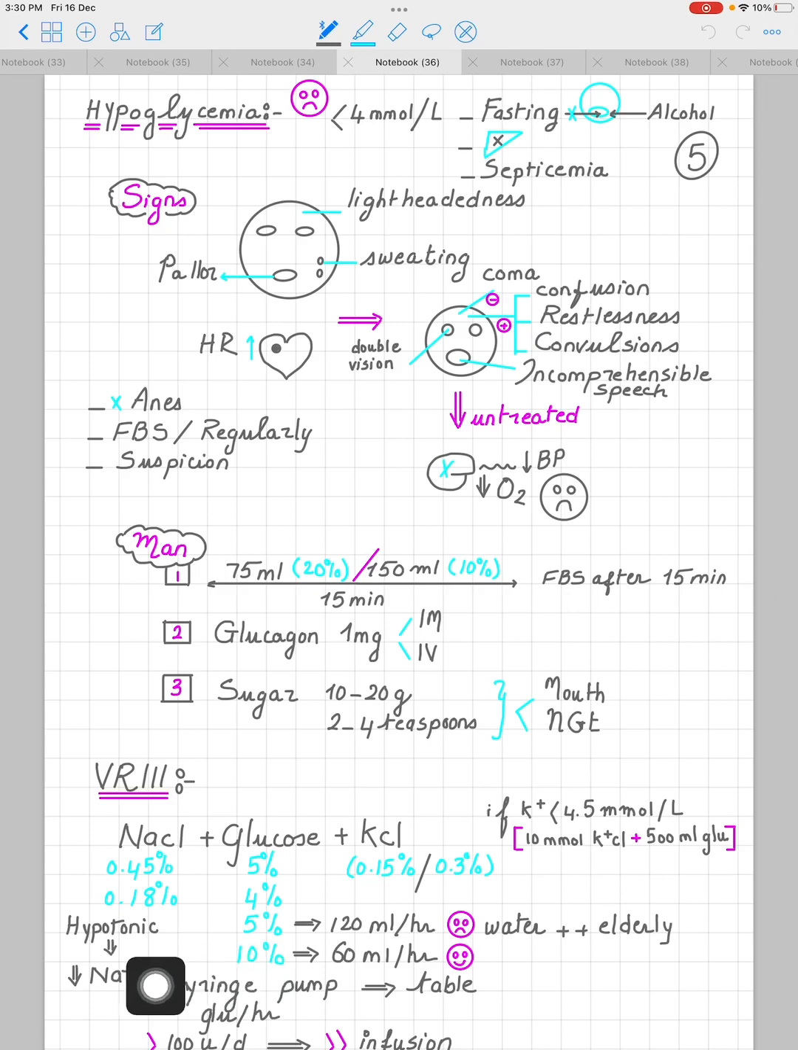Whenever giving hypotonic parenteral fluid, beware of hyponatremia. Preferably give 10% glucose at 60 milliliter per hour rather than 5% glucose at 120 milliliter per hour to prevent water overload, particularly in the elderly. If potassium is less than 4.5 millimole per liter, add 10 millimole potassium chloride to each 500 milliliter bag of glucose.